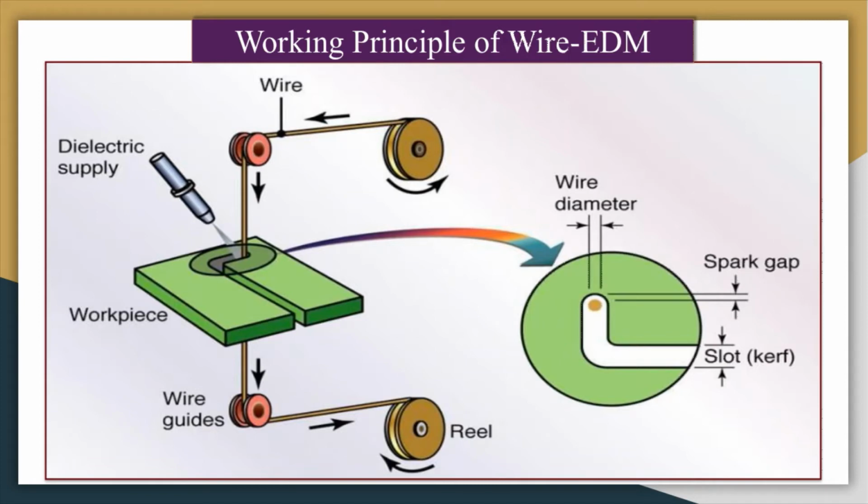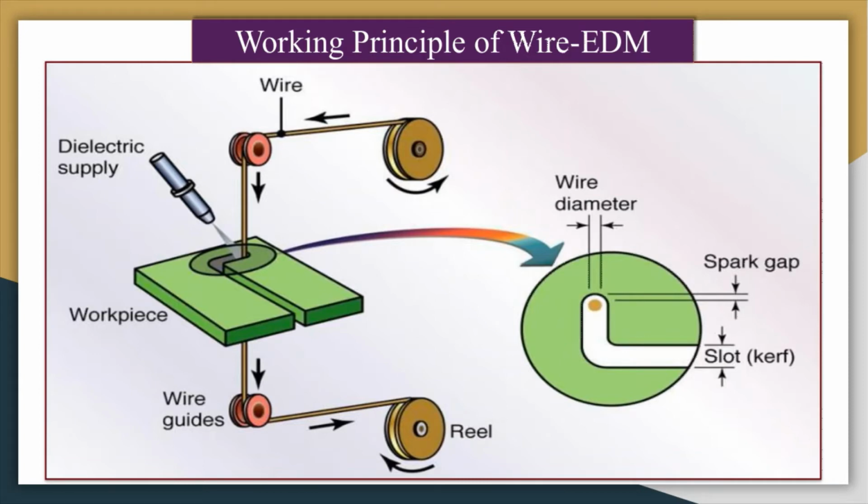There is a workpiece, and there are two wheels. One is the traveling wheel and the other is the wire supply wheel. This one is the worker wire take up wheel, and the second also.